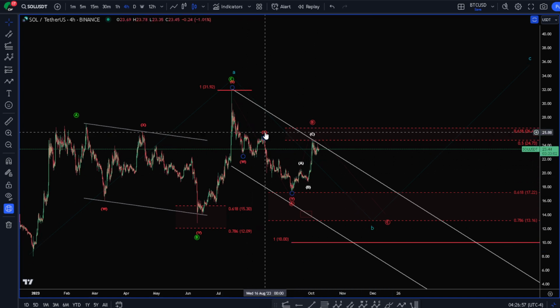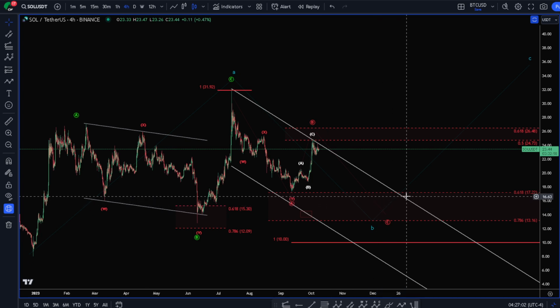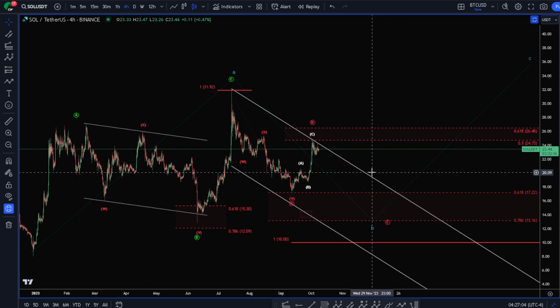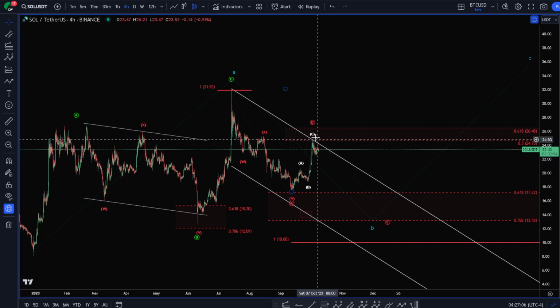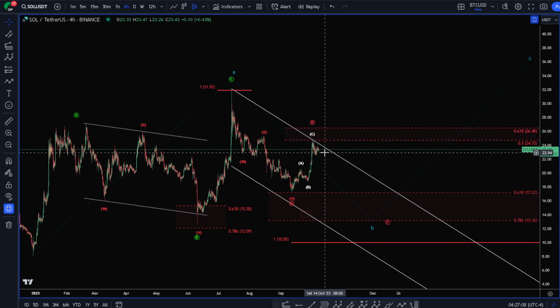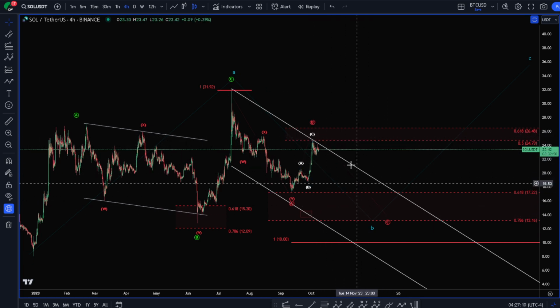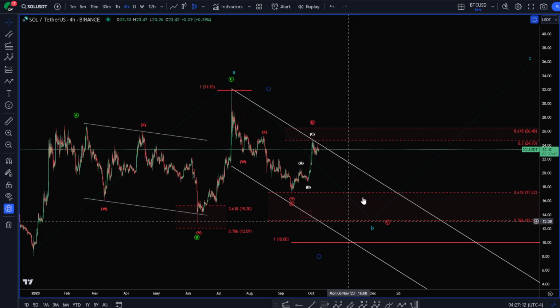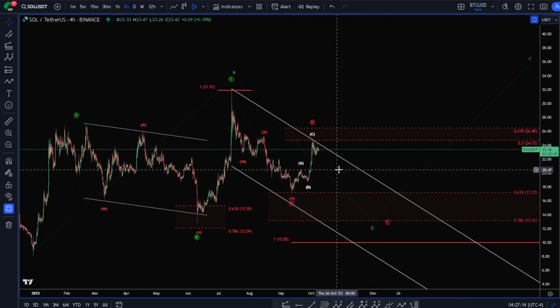But currently just counting it as a series of zigzags in a complex correction as WXY. I've adjusted this channel to the pivot here as the B to see if we stay underneath it. This is just more to pay attention myself once we start breaking above that to invalidate this count.